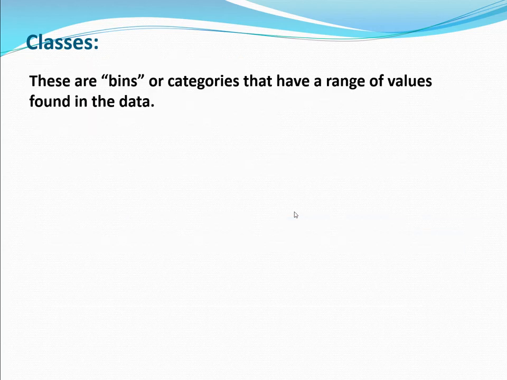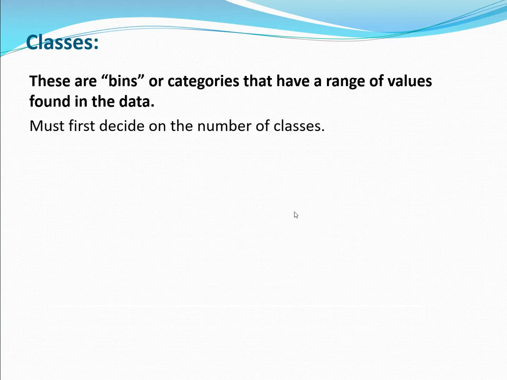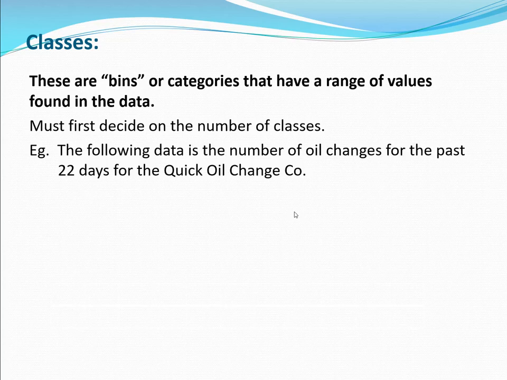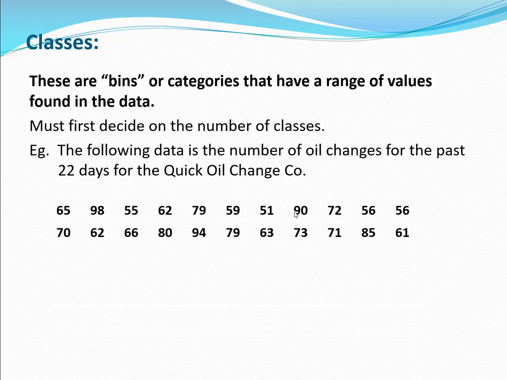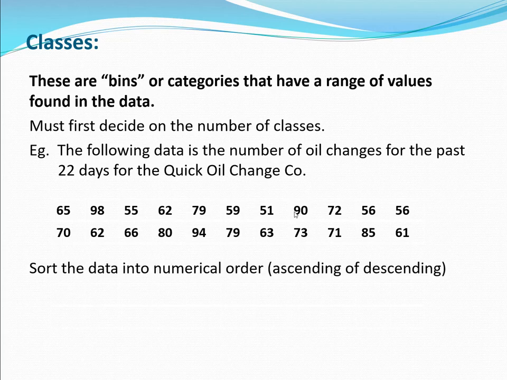So let's look at classes first. These are the bins or categories, and they have a range of values that are found in the data. The first thing you have to do is decide on the number of classes. So let's look at this example. We have gone to Quick Oil Change Company, and we've asked them the number of oil changes for the past 22 days. Here's the information that they give us. One day was 65 oil changes, and then 98, and 55, and 62, and so on. So we want to sort the data into numerical order. That's the first thing we want to do.